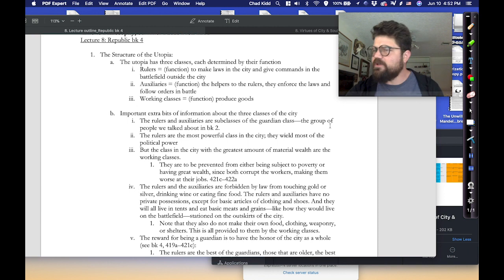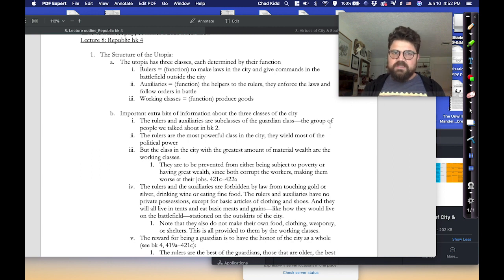So if you look at your handout, the first part of the handout is titled The Structure of the Utopia. The key idea about the utopia is basically this: its class structure is such that it has three key classes. There are three groups of people that are distinguished from each other in the context of the city. These three classes are distinguished in terms of their function. They're distinguished, in other words, in terms of what they do.